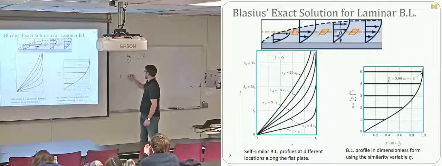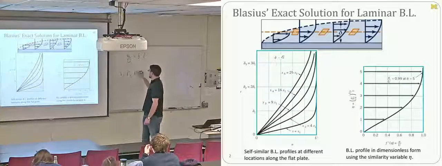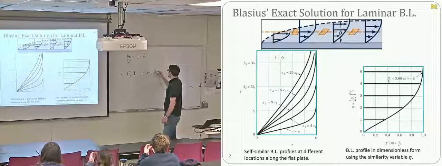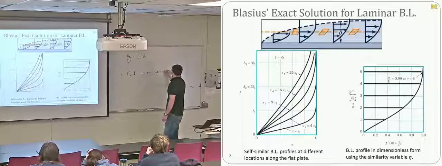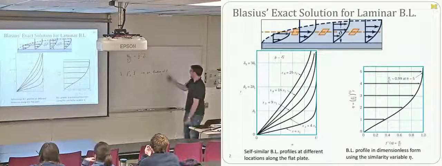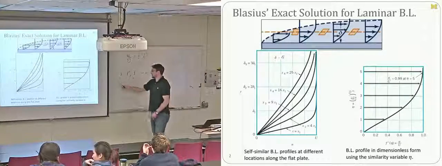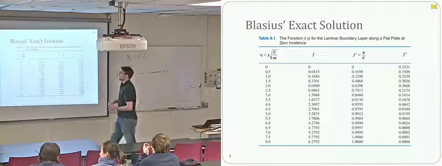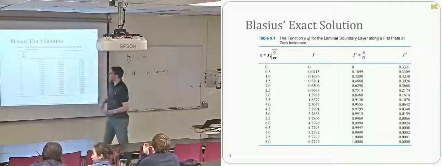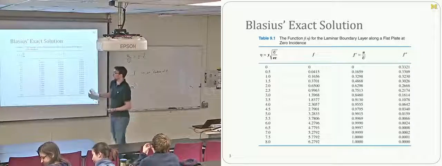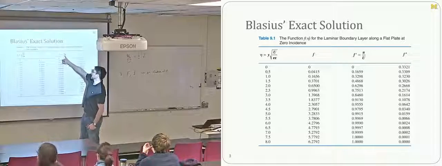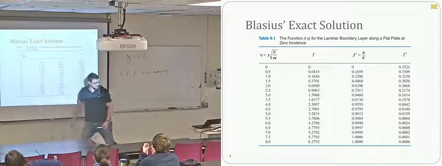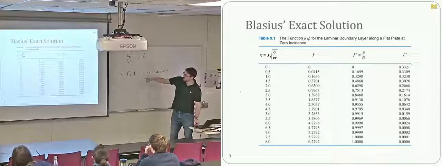to find f prime and f double prime as functions of eta. So in other words, they integrate along eta to find each of these quantities, and then they put together a list or table of values. So eta, f, f prime, f double prime, which we simply use as a lookup table. Since f prime here is defined as u over U, this is usually the quantity that we're actually interested in. So if we wanted to plot out the velocity profile, we would simply go to each point in the table.